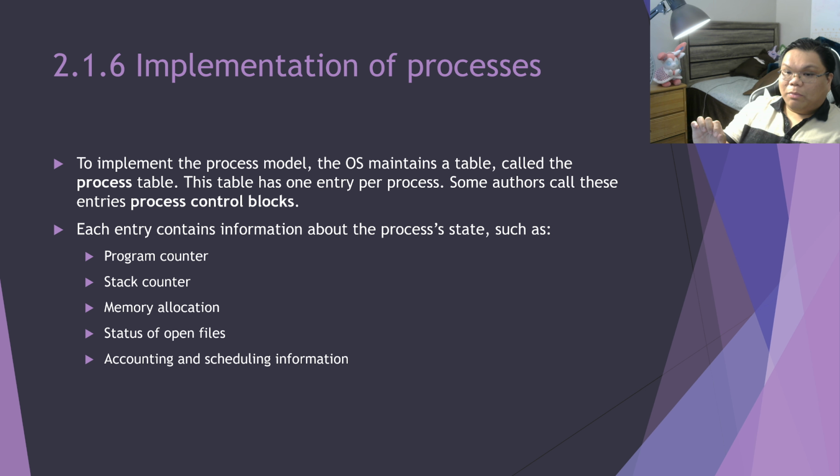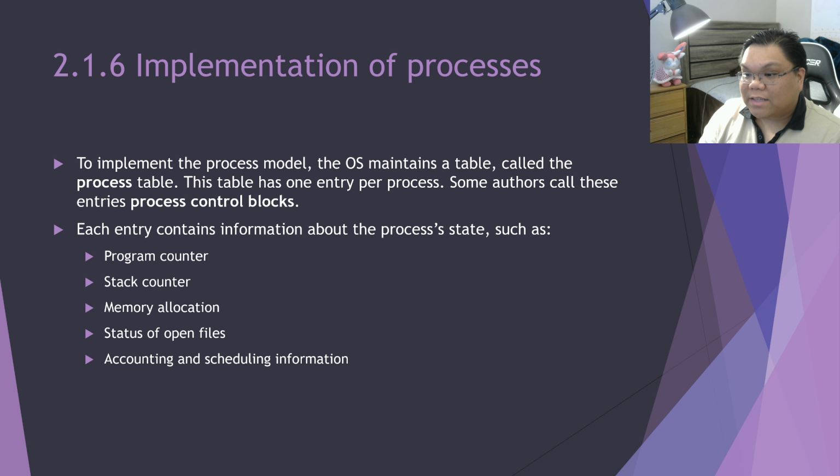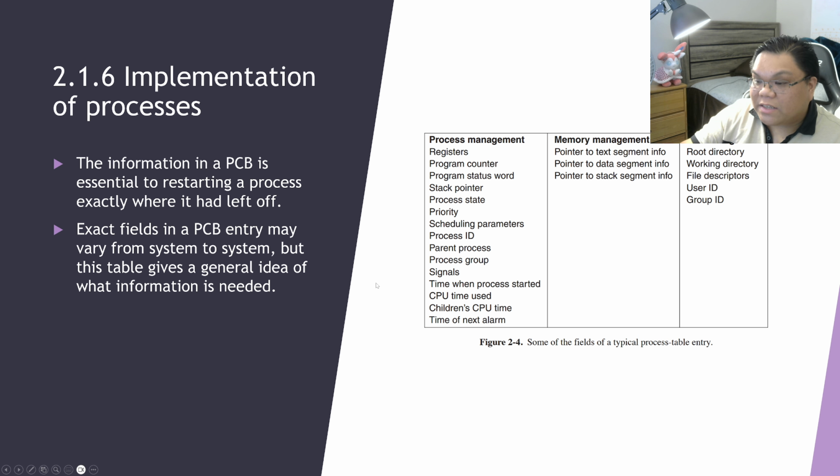The process control block, or PCB, is basically an entry in the process table that contains information about that process's state. What is in the program counter? What is in the stack pointer? What is the memory allocation like? What is the status of any open files that process has? And so on. All the information in a PCB is essential to restarting a process exactly where it had left off.